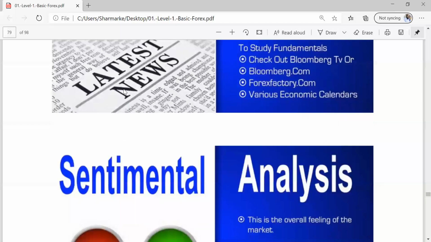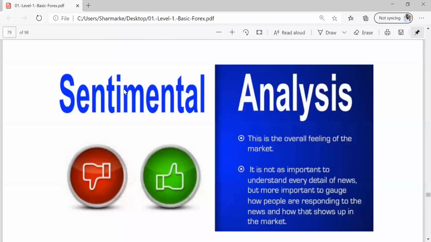There is what we call sentimental analysis. This is the overall feeling of the market. This is the way you feel it. It's not as important to understand every detail of the news, but more important is to know how people are responding to the news and how that shows up in the market.